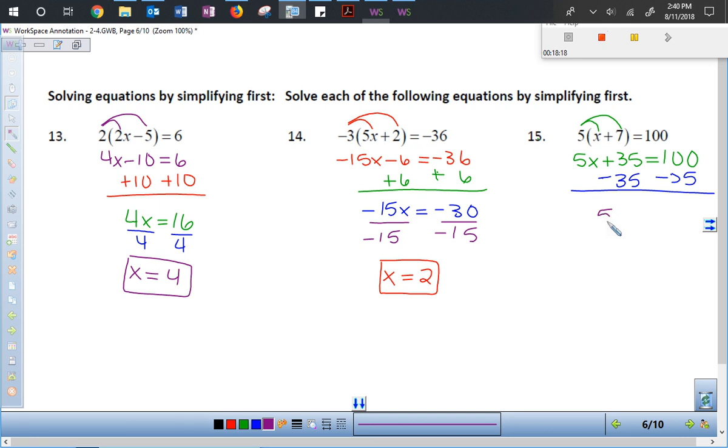And we're left with 5x equals 65. Divide each side by 5. And x equals 13. So go ahead and pause the video and check that one on your calculator first. You should have gotten that you get a result of 100, so we're good there. So when you have equations like this where you see distribution that needs to take place, you need to do that first. Once you get rid of the distribution, then you can easily solve the equation.